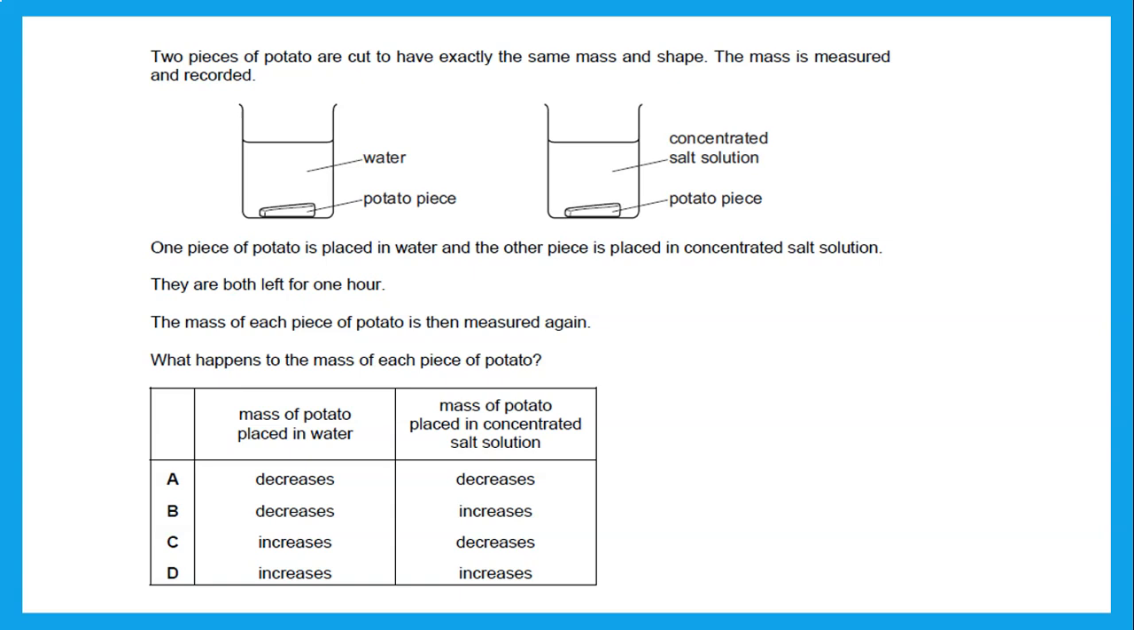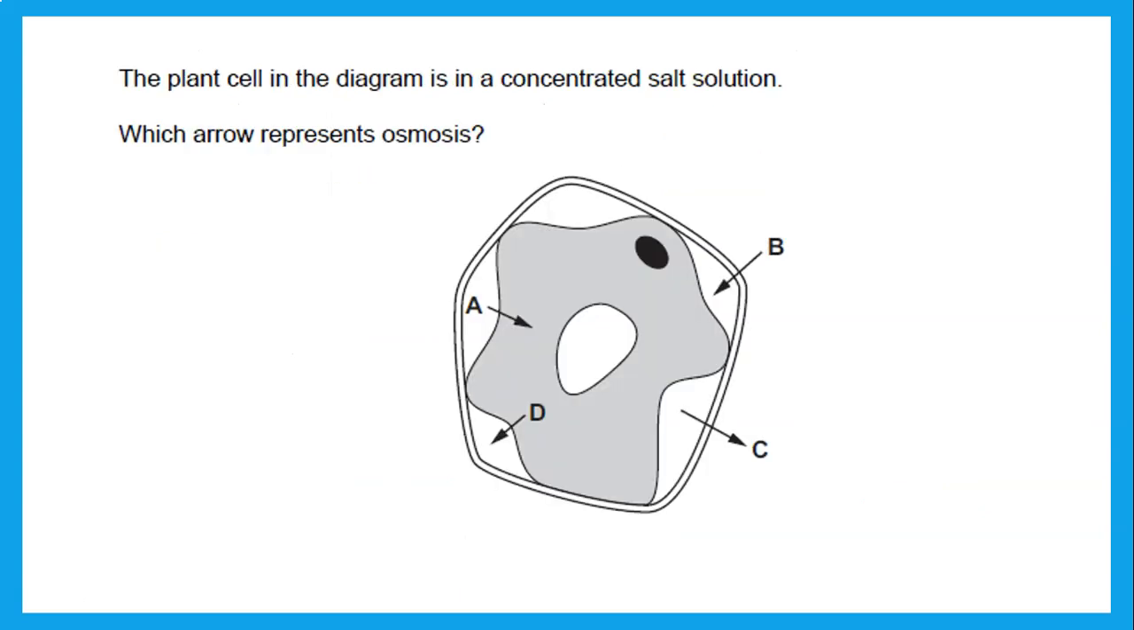There's lots of water inside the potato, so the water will move out of the potato and the mass will decrease. Are we following all of this? What about this question? Which arrow represents osmosis?